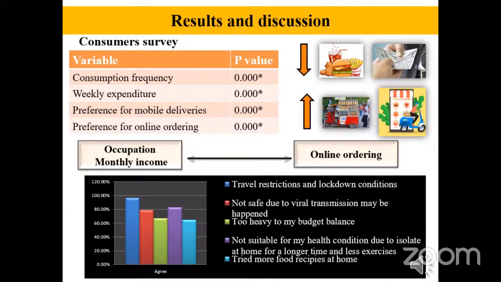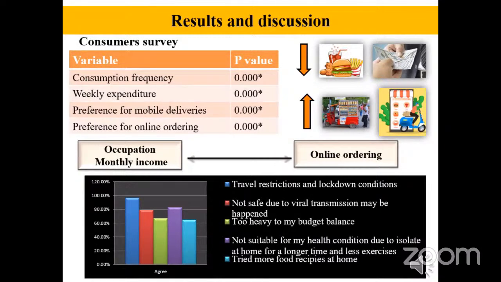The preference for online ordering and for mobile delivery services significantly increased. Before the COVID-19 situation, 14% preferred online ordering, but during the pandemic it increased to 28%. As for mobile delivery services, before the pandemic 30% preferred to purchase fast food items that way, but during the pandemic it increased to 64%.